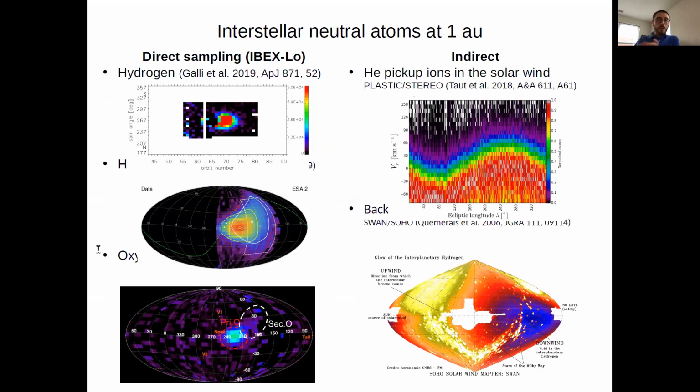There are also indirect ways. For example, pickup ion observations, where as we go around the sun we can observe the change in the cutoff energy of pickup ions, or indirectly by backscattered Lyman alpha. This was discussed earlier today, so I'm not going to rediscuss that. Okay, we can go to the next slide.